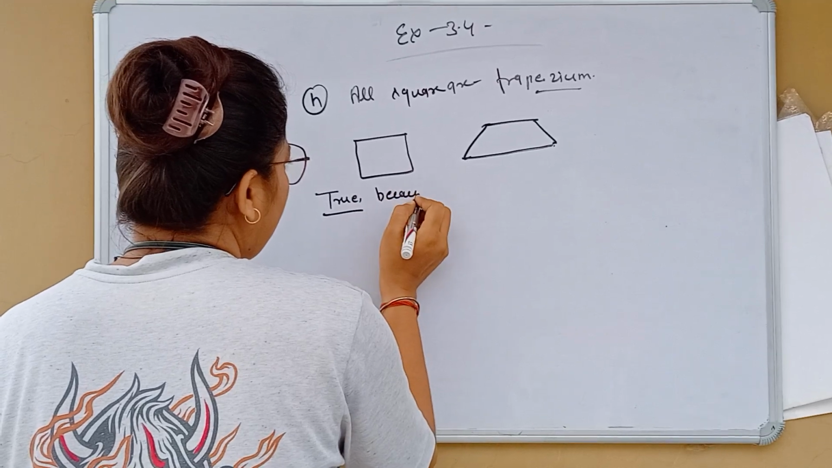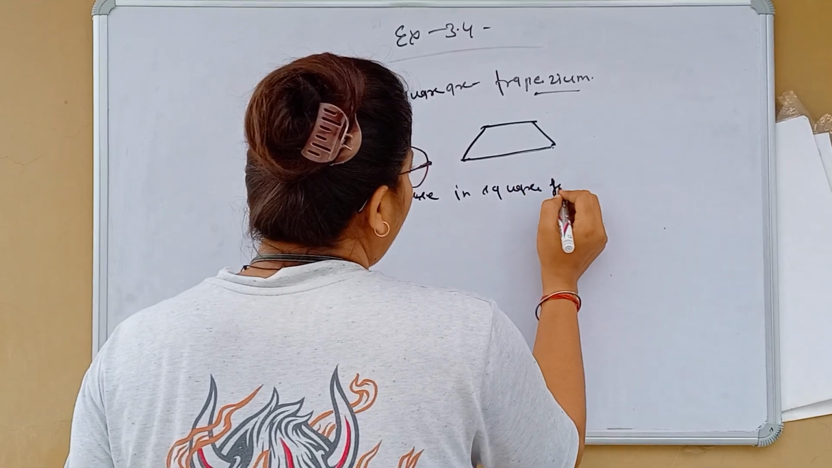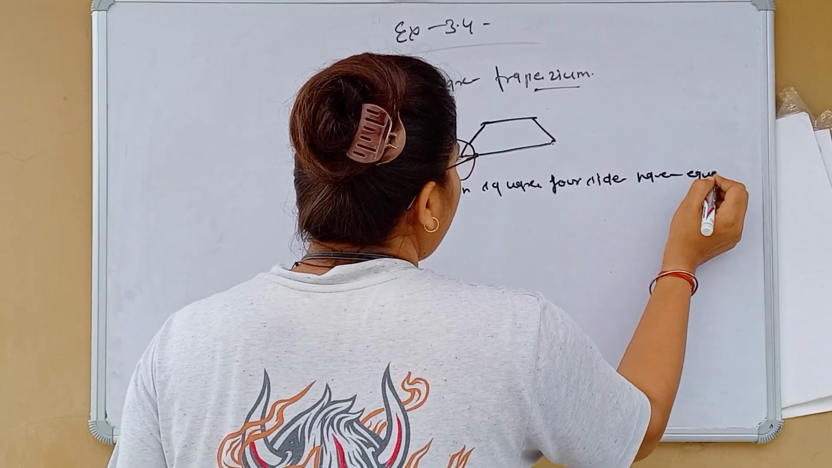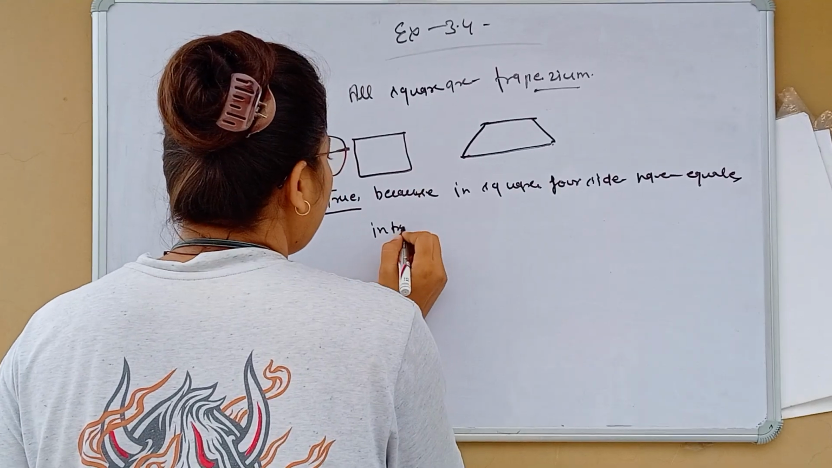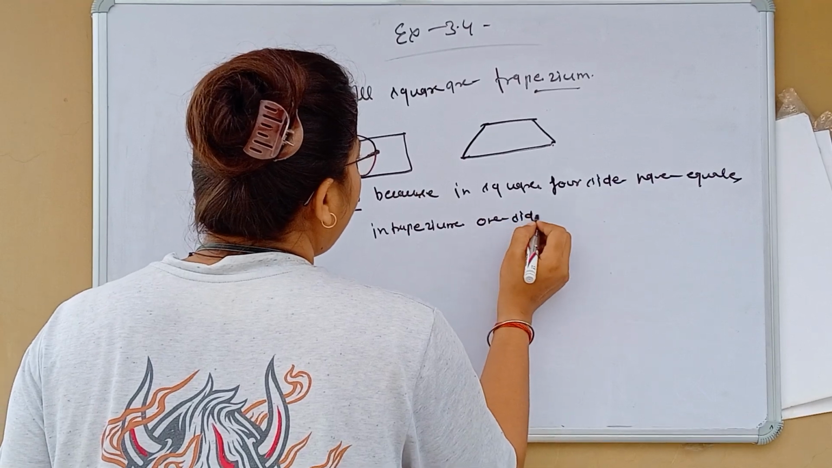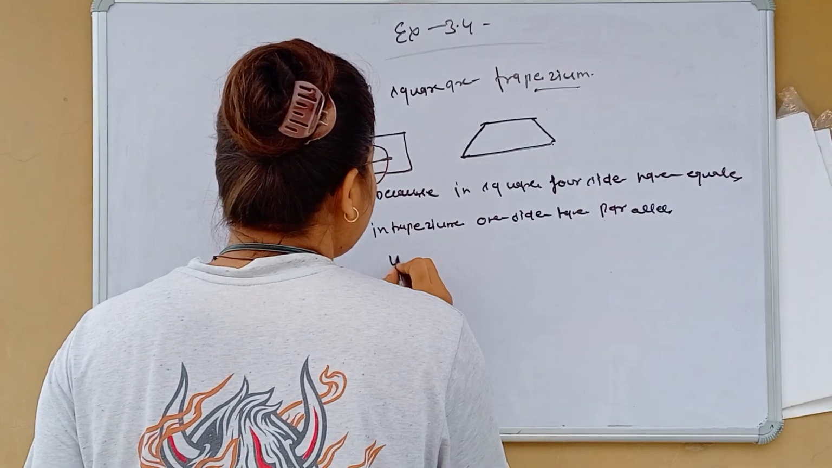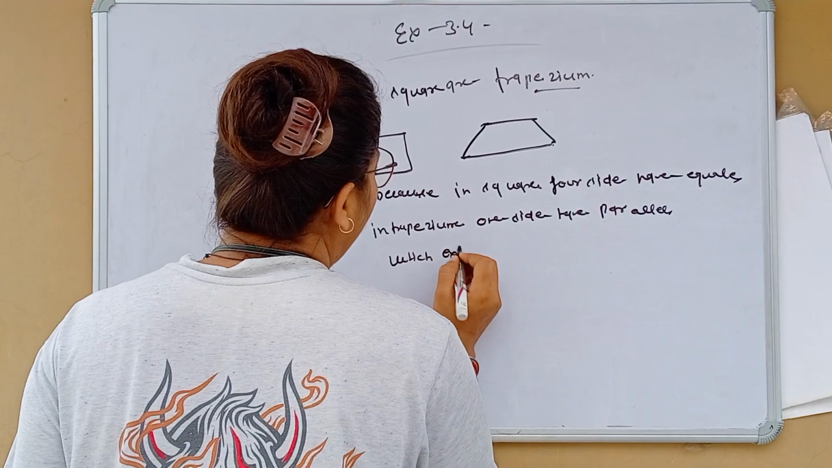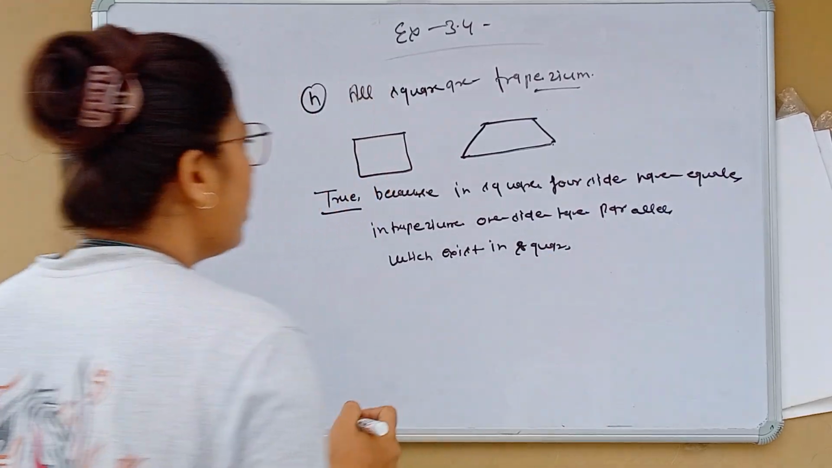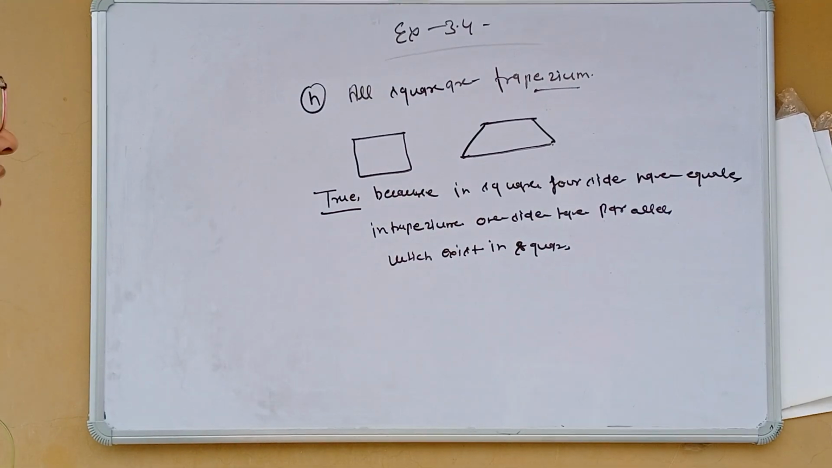Because in a square, four sides are equal. In a trapezium, one side is parallel, which exists in a square. So this statement is true. You can write this reason. First write, then understand the next question.